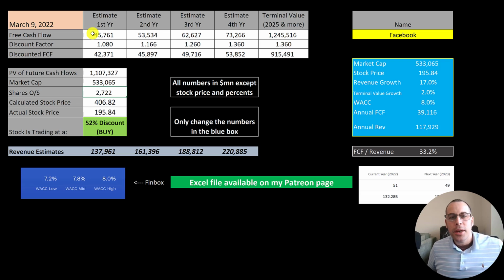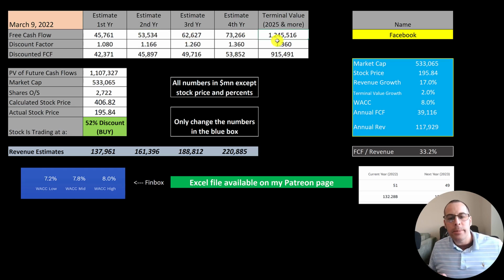I'll show you how to calculate the free cash flows. You first have to calculate the future revenue. To calculate next year's revenue, it takes the annual revenue times 1 plus the revenue growth rate. Then to calculate the next year revenue, you take this 138 billion times 1 plus the annual growth rate. And you do the same thing for the next 2 years. To calculate the future free cash flows, you take the annual revenue times the free cash flow over revenue. Free cash flow over revenue is simply the annual free cash flow over the annual revenue. And you do that for 4 years.